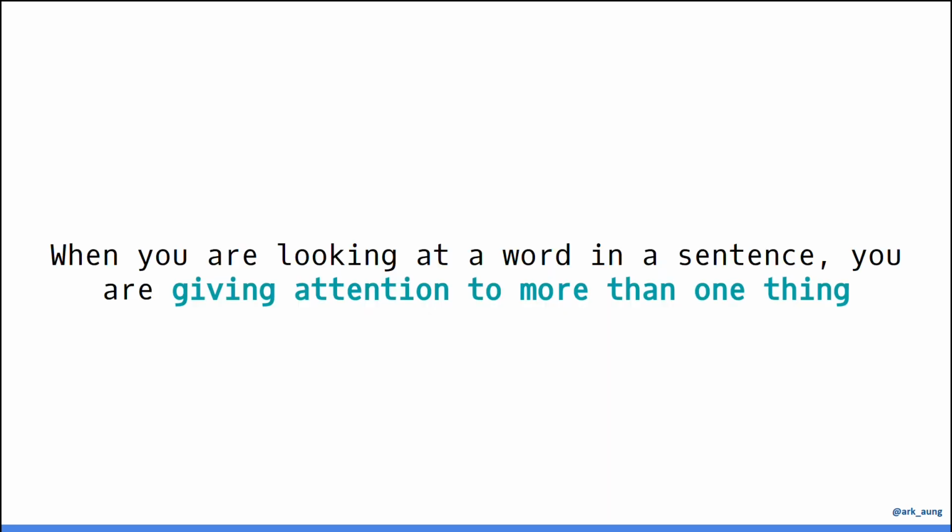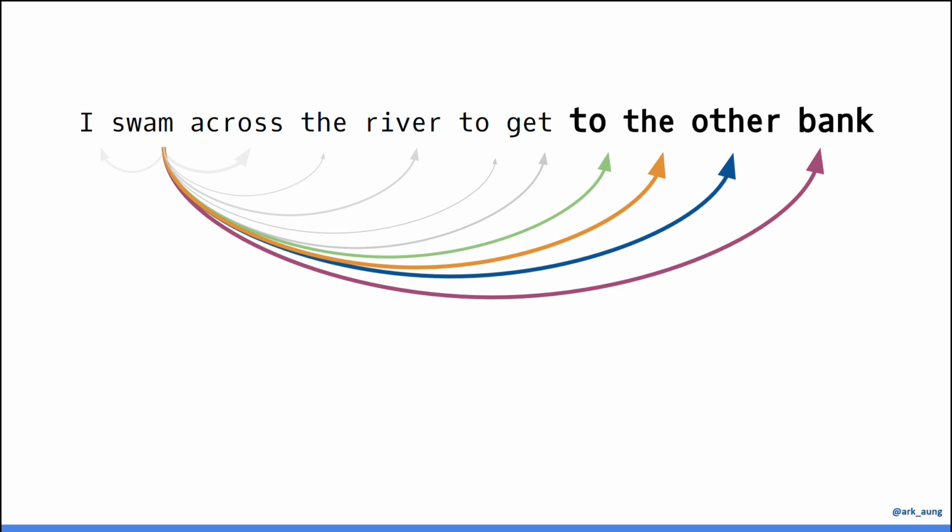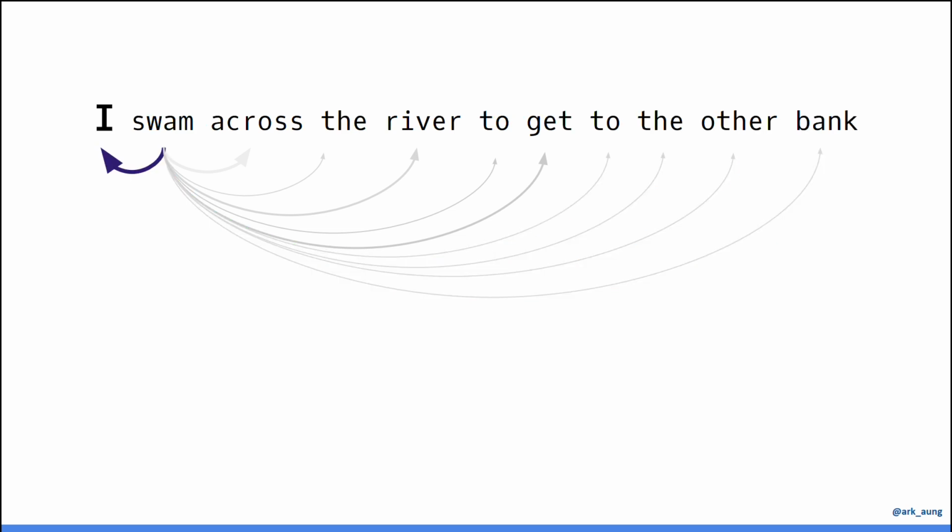But in a sentence, when you're looking at a word, you're not just paying one type of attention. You're paying multiple attention to multiple things. To give you an example, if you see this sentence, I swam across the river to get to the other bank. Let's say you are looking at the word swam. The first attention that you might be giving is maybe to the river and to the word bank, because it's like swimming. So this is one type of attention you can have. The second type of attention that you can possibly have is, where am I swimming to? You're swimming to the other bank, so you're paying attention to a different thing. Another thing that you might be paying attention to is, who is swimming? I am swimming, like looking for a subject, or maybe just looking for articles.